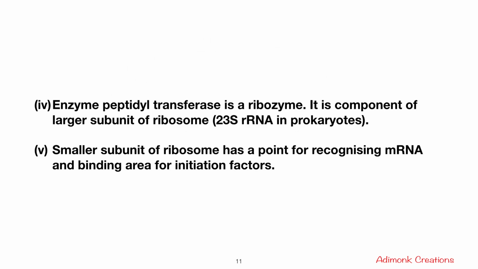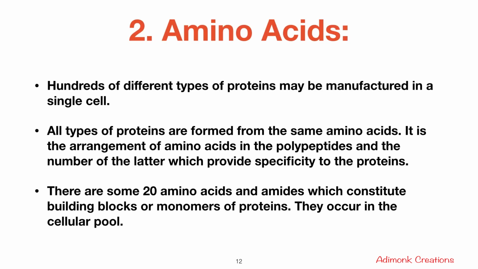The enzyme peptidyl transferase is a ribozyme. It is a component of the larger subunit of ribosome, 23S rRNA in prokaryotes, and the smaller subunit of ribosome has a point for recognizing mRNA and a binding area for the initiation factors. The second part of the protein synthesizing machinery is the amino acids. Hundreds of different types of proteins can be manufactured in a single cell, and all types of proteins are formed from the same amino acids, which are 20 in number.